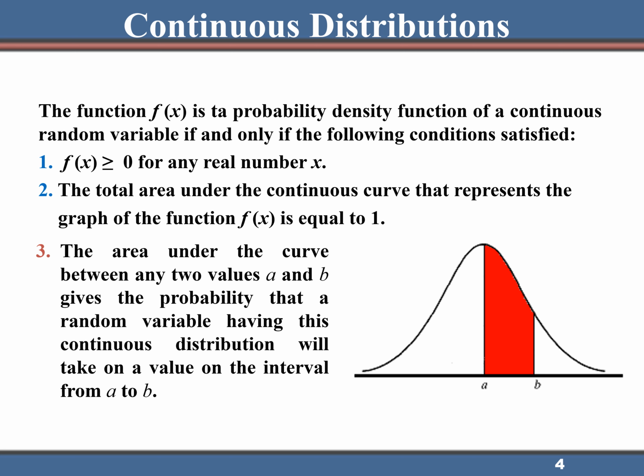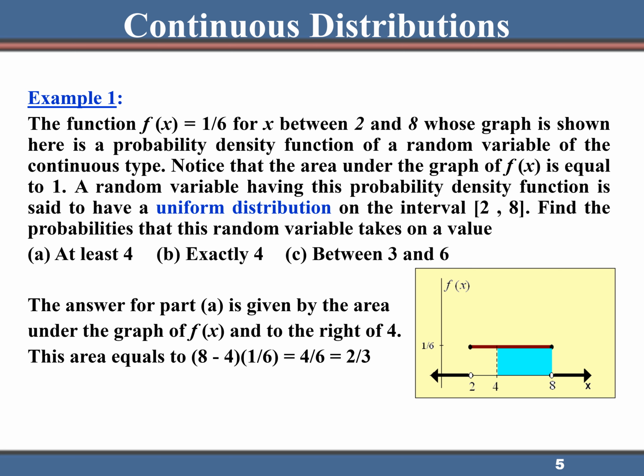In this example, a continuous uniform distribution over the interval 2, 8 is introduced. The probability density function is constant on this interval and must be equal to 1 over 6 to guarantee that the area under the curve is equal to 1. This is the area of a rectangle with a base 6 and a height 1/6. So its area is 6 times 1 over 6, or 1.